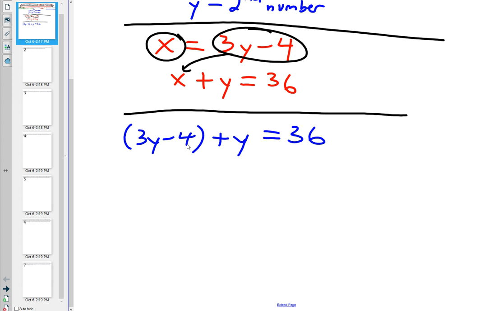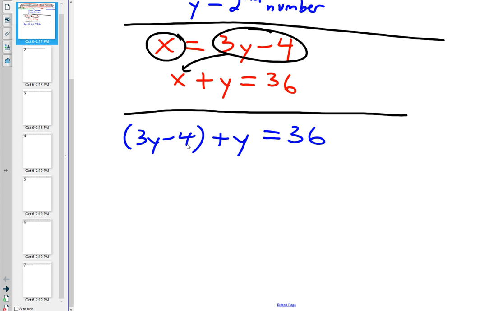Hey, Soha. Now that we're down to just y, Soha, what do you want to do? Cassandra? You? Multiply by a negative? No. Esperanza? No. Lana? Yeah, distributive. If you see the parentheses, you gotta get rid of it.